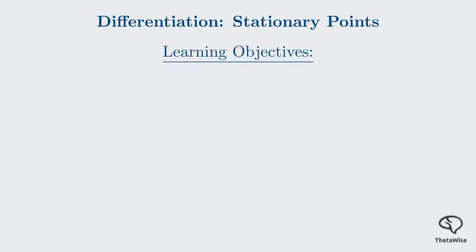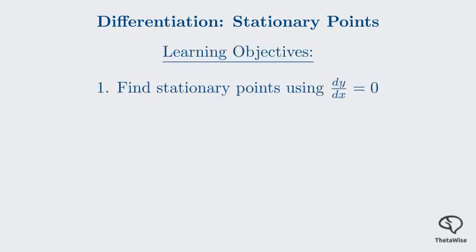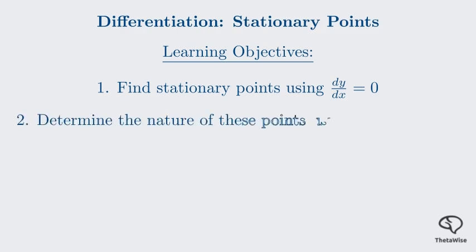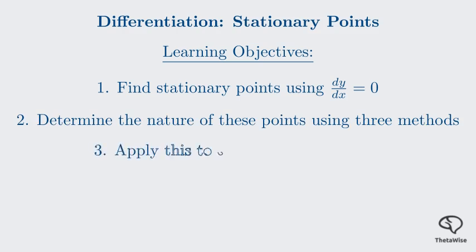Our learning objectives are: first, find stationary points using dy by dx equals 0. Second, determine the nature of these points using three methods. And third, apply this to sketching cubic graphs.